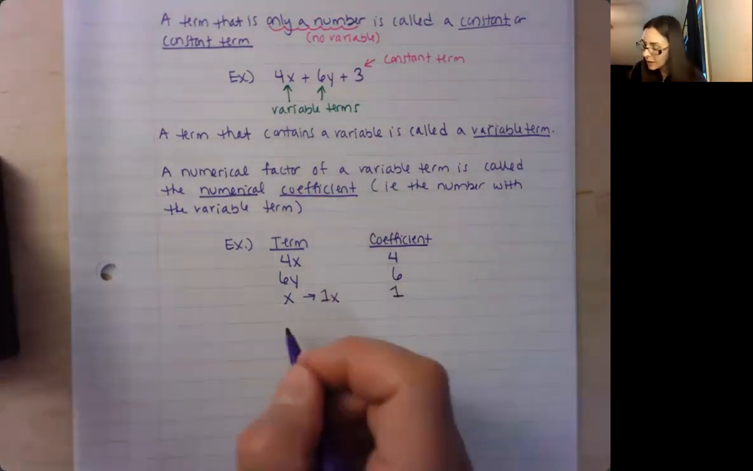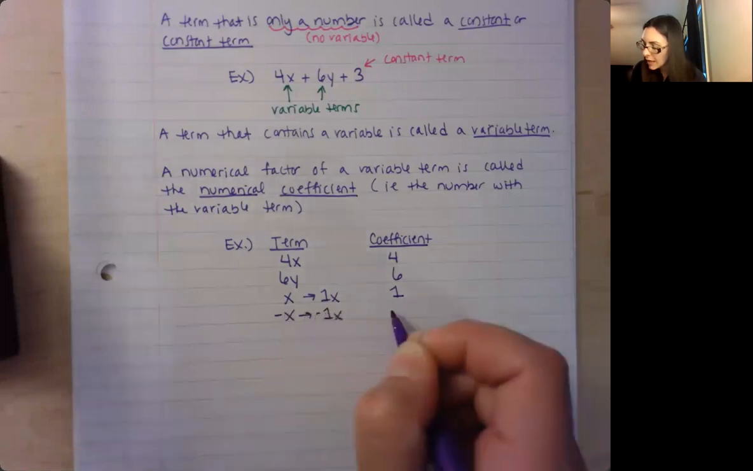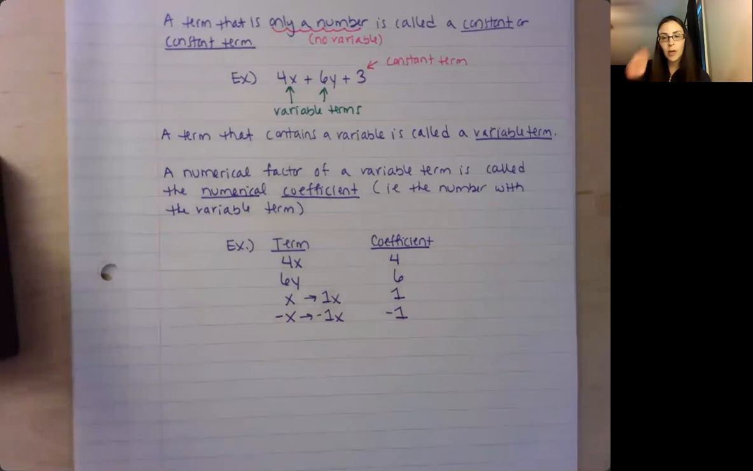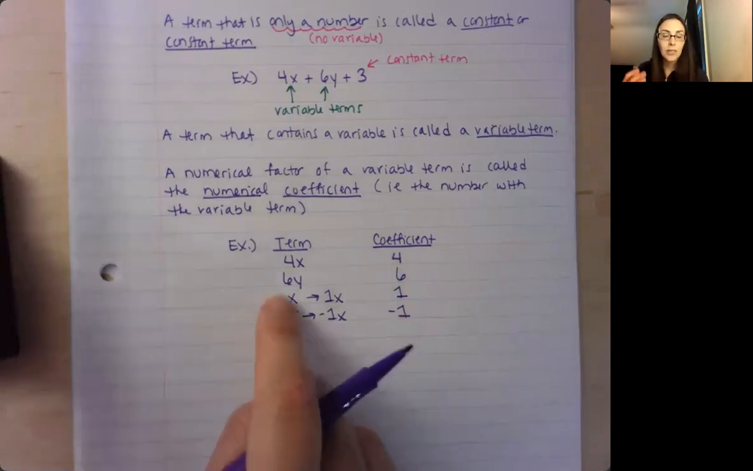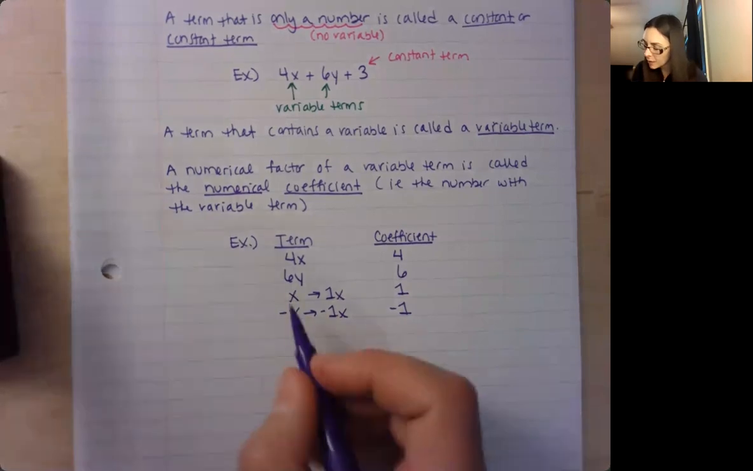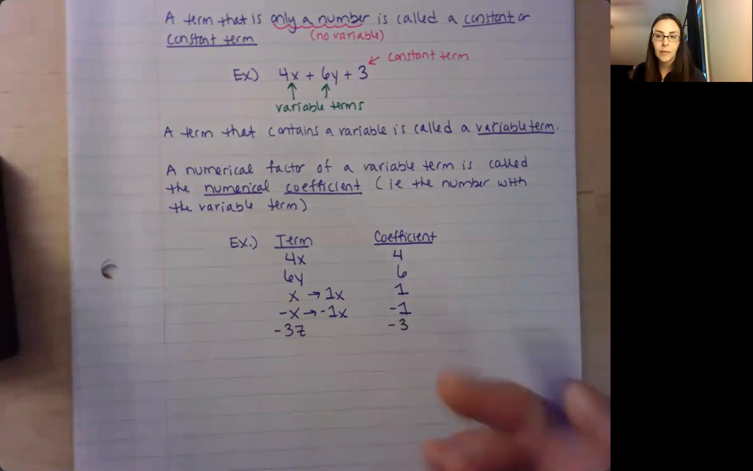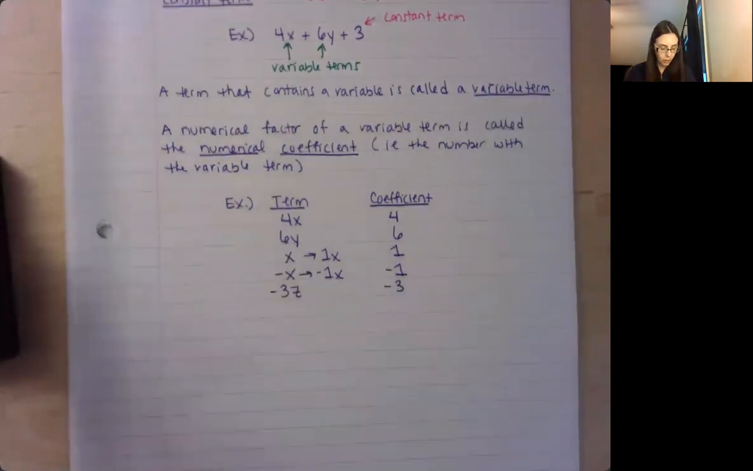Or if you had a negative x, this is the same thing as negative 1x, so the coefficient is negative 1. We often don't put in coefficients of 1, so if you don't see a number there, it is there, it's just hidden. Or if I have the example negative 3z, my coefficient is negative 3. Okay, so your coefficient or your numerical coefficient is really just the number out front.